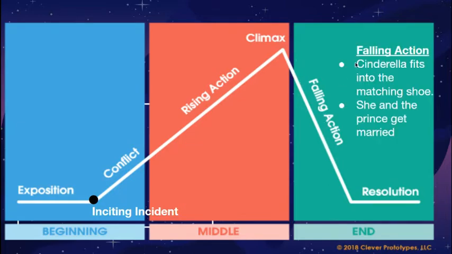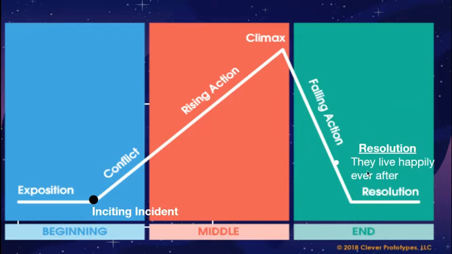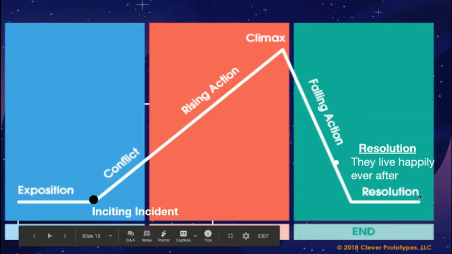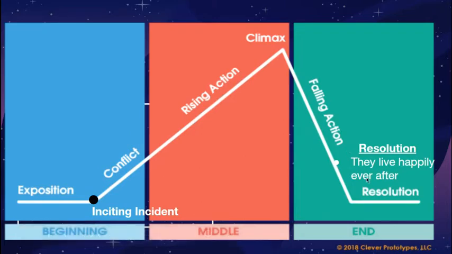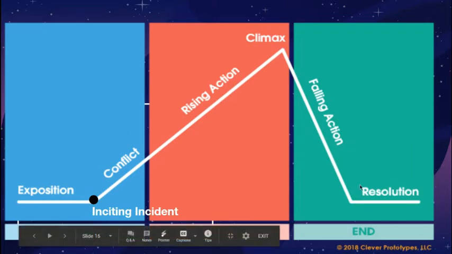So for the falling action, we also have Cinderella fits into the matching shoe. She and the prince get married. So you could end the story there if you really wanted to, but a lot of times stories like this end with "they lived happily ever after" for a resolution. It doesn't have to be too long. Truthfully, this falling action and resolution section are usually pretty short. They don't take as much time as the exposition, conflict, rising action, climax. They don't usually take that long.